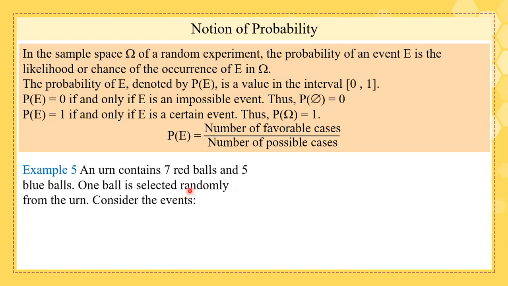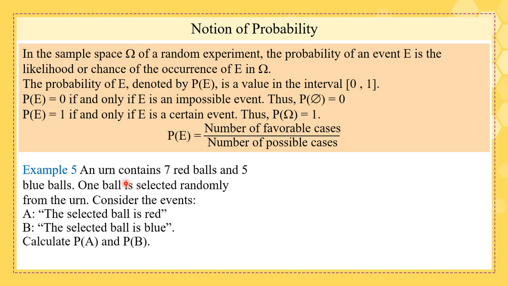Now let's see this example about calculating the probability. An urn contains 7 red balls and 5 blue balls. We need to select one ball randomly from the urn. We have these events. We need to calculate P of A and P of B. This is the urn. It's a box, if you want to say, which is non-transparent. We cannot see what's inside this box.